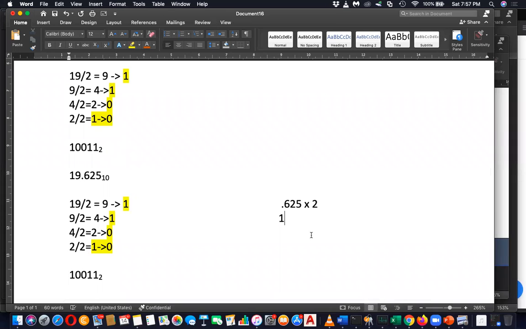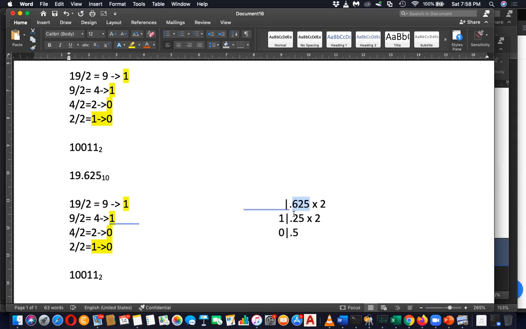Then you have to take the point part again, 0.25. I'm going to write this with a pipe mark here and here. Again, multiply by 2. 0.25 multiplied by 2 is? 0.5, yes. You are not going to multiply 1.25 again.